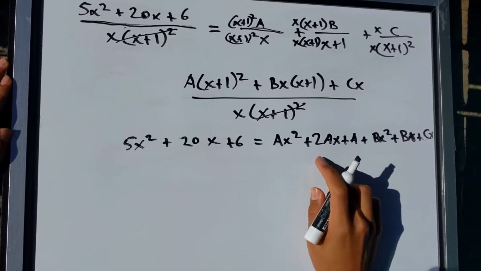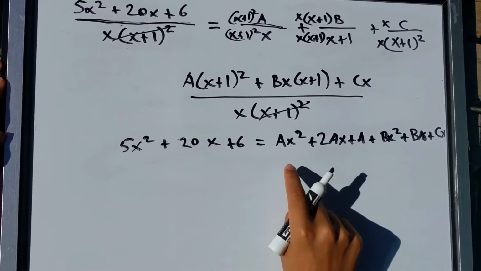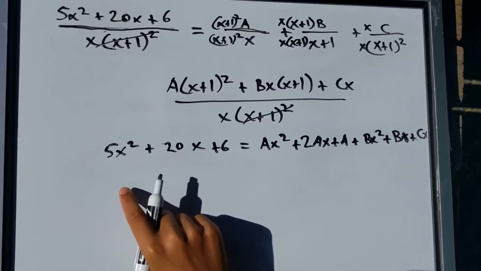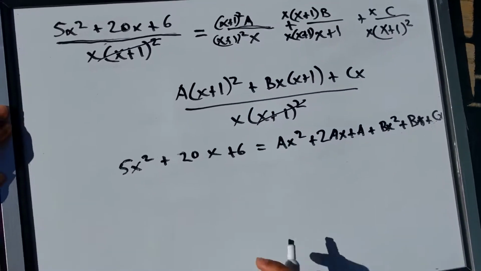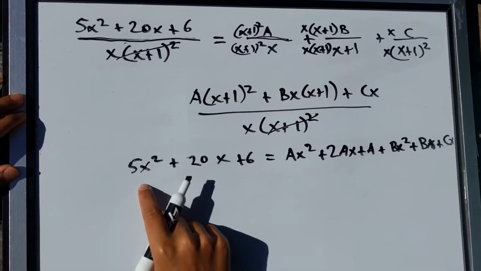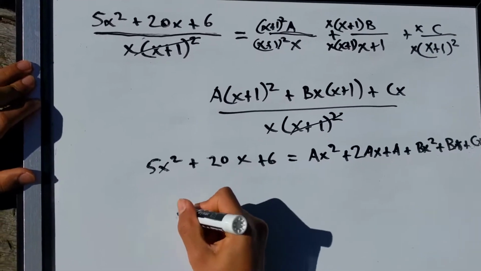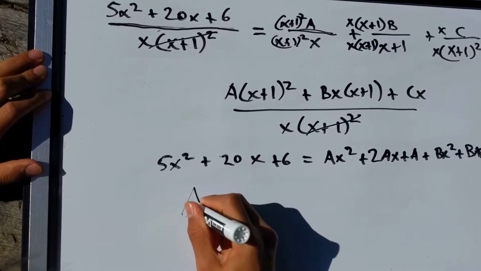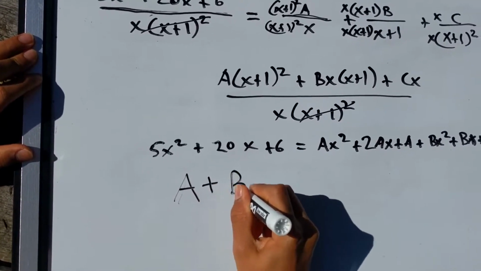So now, since we have the simplified equation, we can match the values of the coefficients to their variables. So we have Ax squared plus Bx squared has to equal 5x squared. So A plus B has to equal 5.